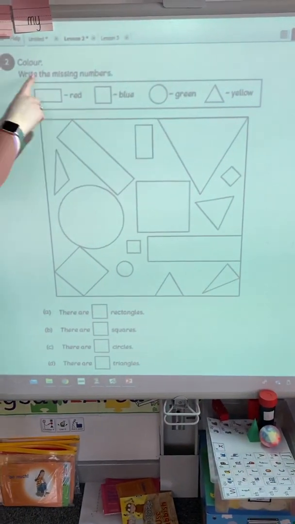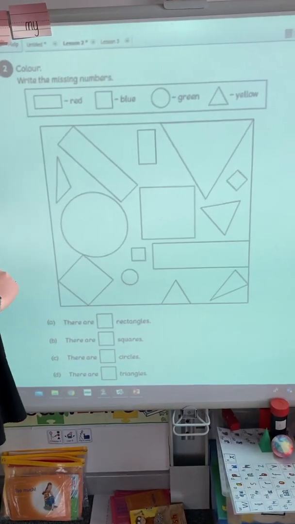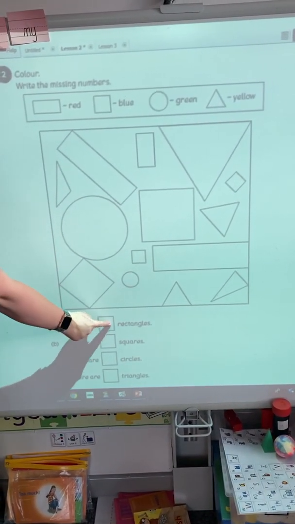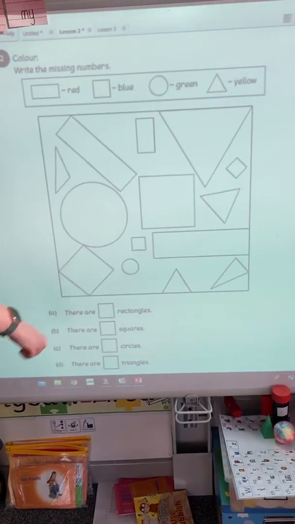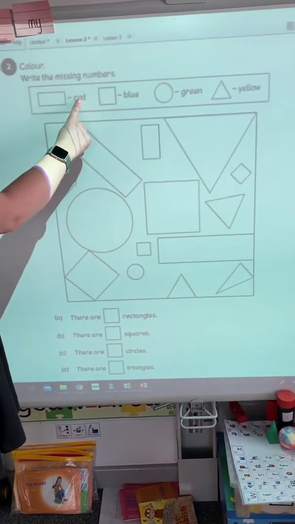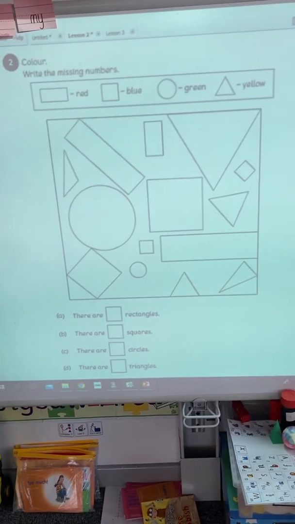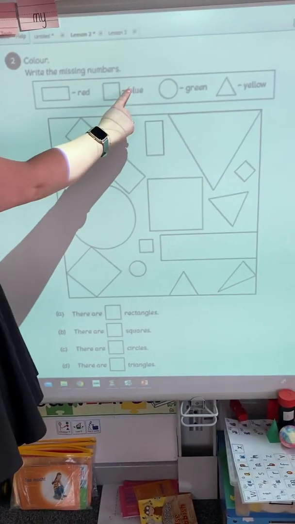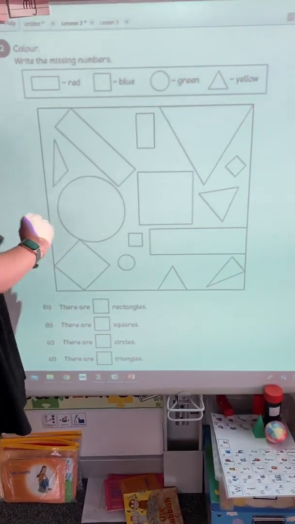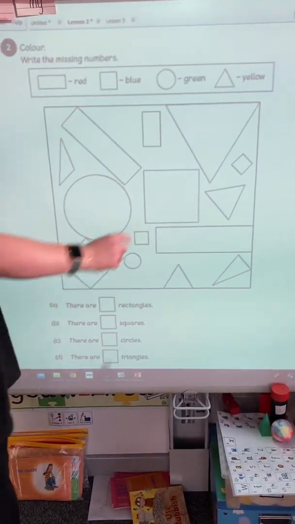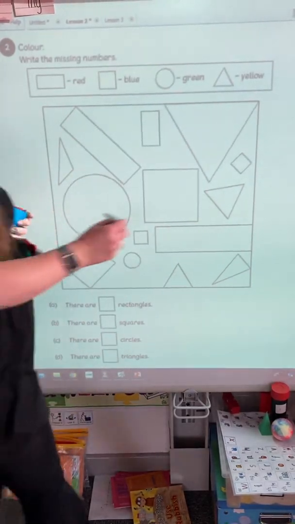This one, it says write the missing numbers and colour. So there are some rectangles. So count all the rectangles, write it in there. And then you need to colour all the rectangles in red. Okay, and the same for the squares, but squares are coloured in blue. Same for the circles, but circles are green. Same for triangles, but they're yellow. Okay?